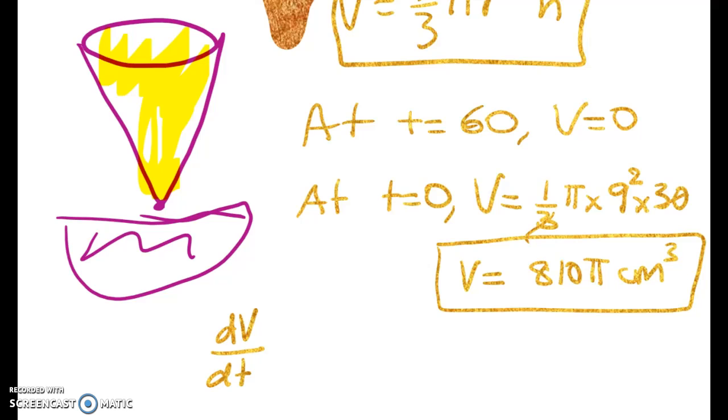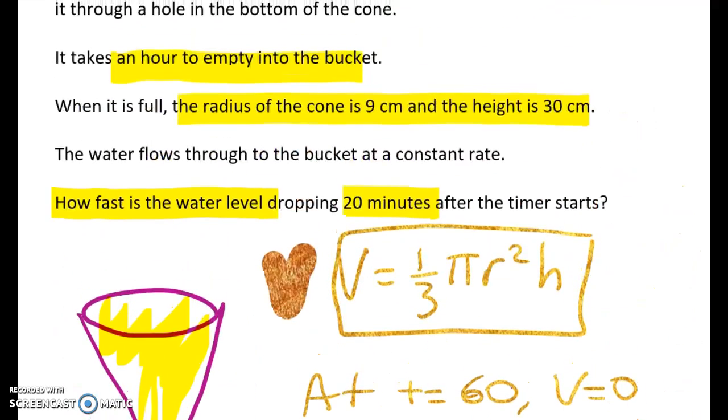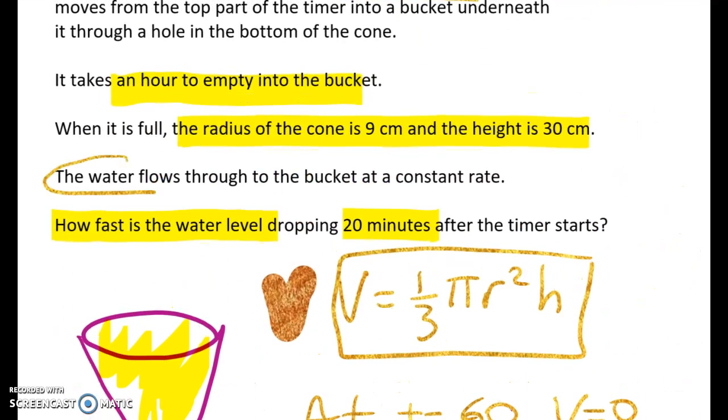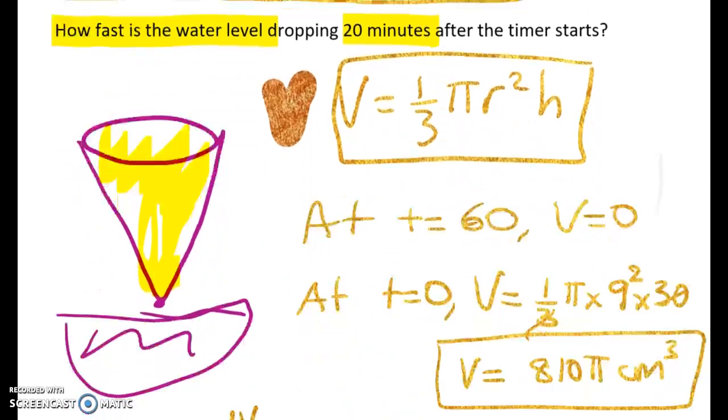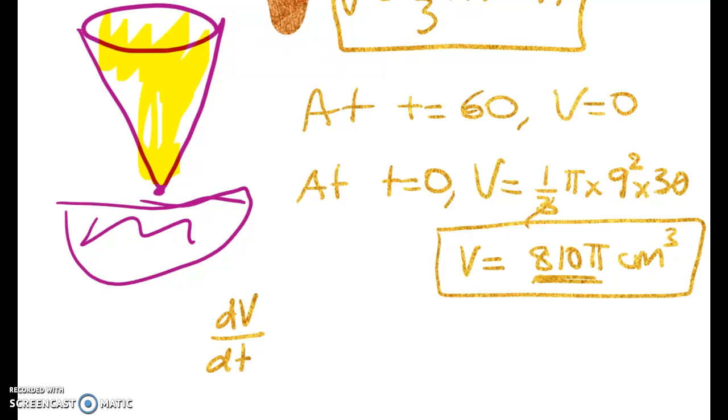Right, let's go back to the question because we can now figure out what dV by dt is because we're not told it, and we usually are. Right, let's see what it says. The water flows through to the bucket at a constant rate. So we know the starting value is this, and we know that after 60 minutes, it's this. So we can work out the rate of change. It drops by 810 pi per 60 minutes.